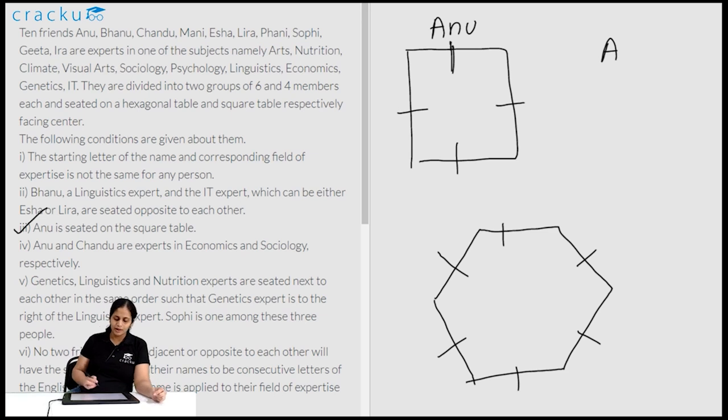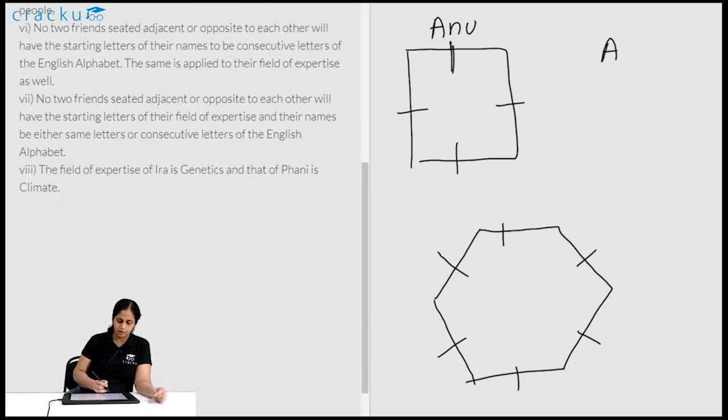Now it is given according to condition 7, no two friends who are seated adjacent to each other or opposite to each other will have their names start with consecutive letters of the English alphabet. So if A is seated over here, then B cannot be seated either adjacent, so these two places are out, or opposite, so even this place is out. So Bhanu cannot be seated in any of these 3 places, so Bhanu has to be on the hexagonal table.